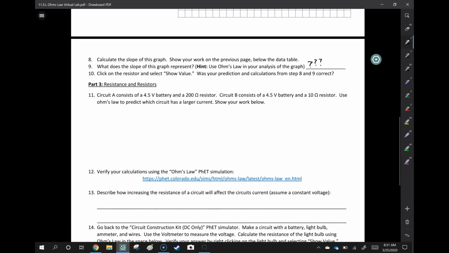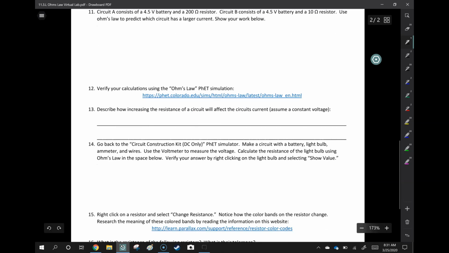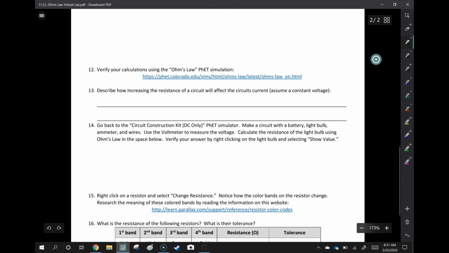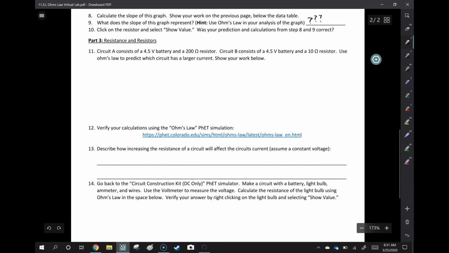Part 3, resistance and resistors. A circuit consists of a 4.5 volt battery and a 200 ohm resistor. Okay, you could do that. I think you could do all this stuff. What is this about? I didn't even click on this. That's not even a thing anymore.